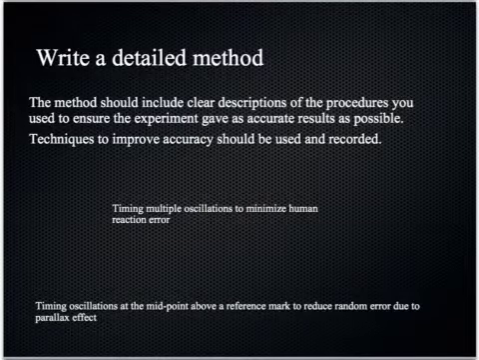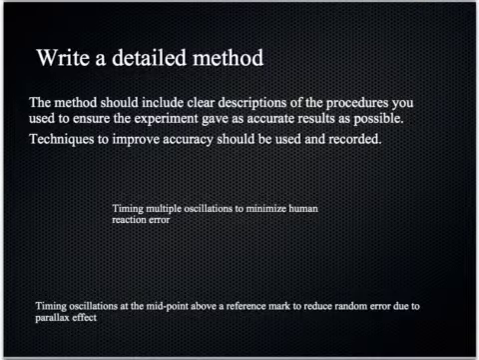So for writing a detailed method, what it means is that you need to include very clear descriptions of the procedure you used to ensure the experiment gave as accurate results as possible, and to make sure that has happened, you had to write about any error reduction techniques that you've used, or techniques to improve accuracy.